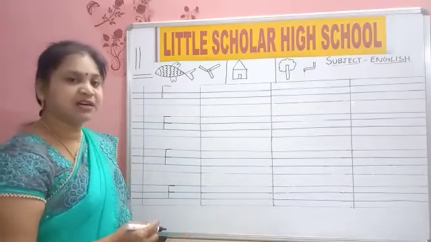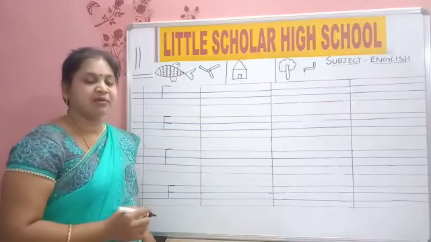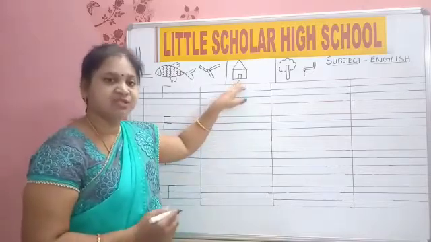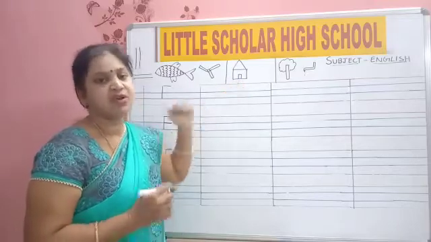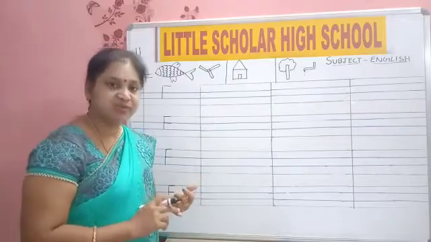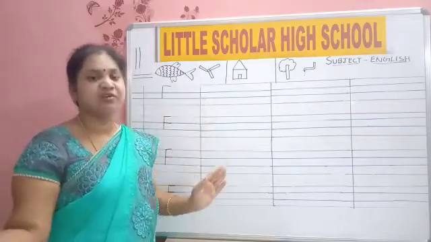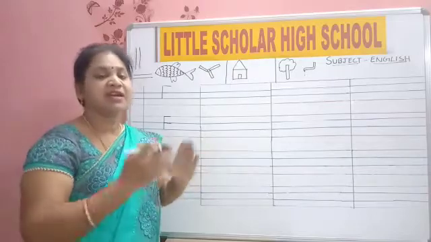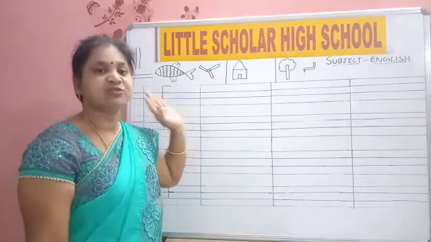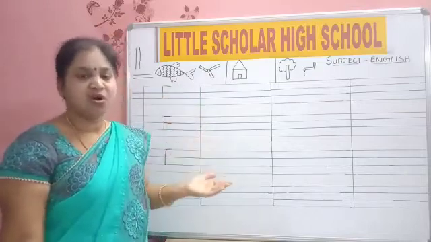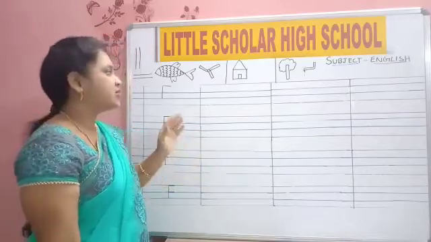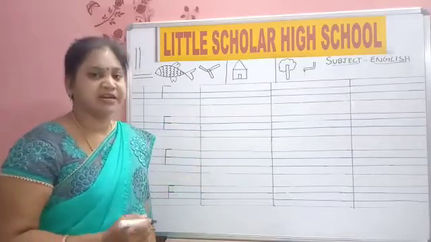Now we will learn one more letter, H. What is this? H for hut, H for house, H for horse. Where are we living? We are living in our house, no? Yes, H for hut, H for house, H for horse. Everybody knows the horse animal? Yes. So now we will learn how to write letter H.